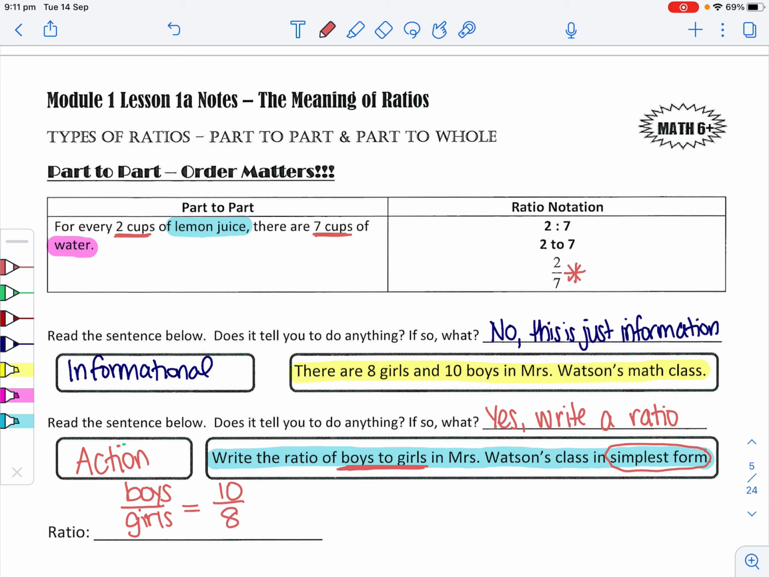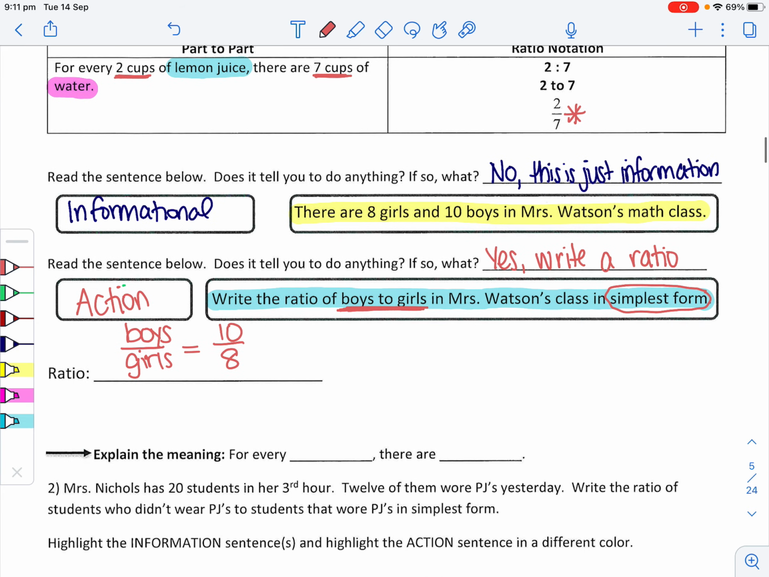The action sentence is what tells us the order. The information sentence can give us the information in any order. We just have to represent it correctly in the ratio. So now I'm going to simplify this fraction. So I'm going to use the number 8. So 1 times 8 and 2 times 4.